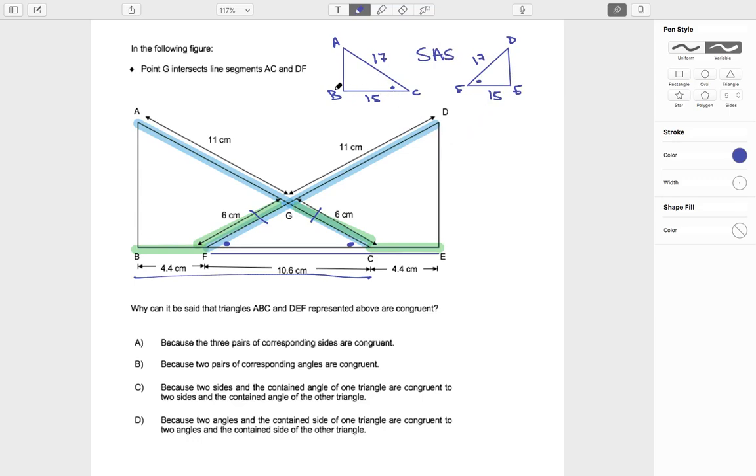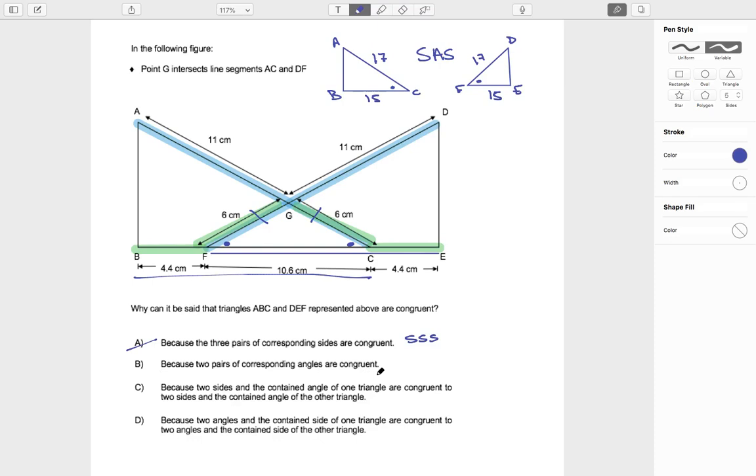If I were to assume these were 90 degrees, if it was a rectangle, we can't assume it, but if I could do the Pythagorean theorem, I'd get the same thing there and there. So let's look at their solutions. Because the three corresponding sides are the same, that is an SSS situation, but we don't know the third side, so that is not ours.